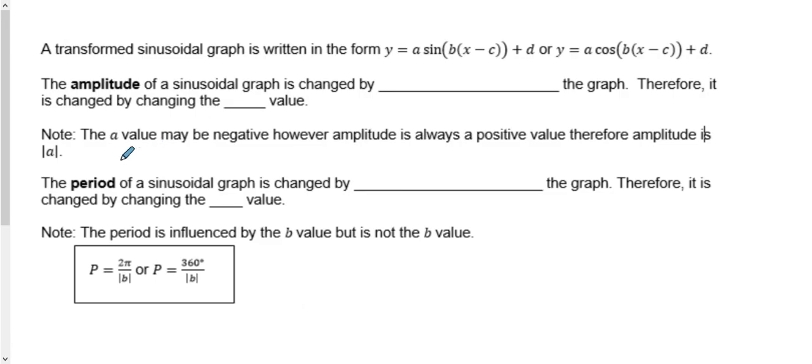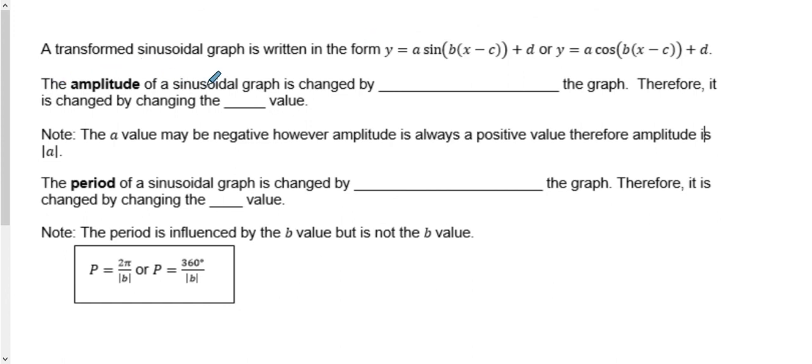In this next set of notes, we have the following. A transformed sinusoidal curve is written by this equation, or this one here. So you have one with sine, one with cosine. A, B, C, and D are basically A, B, H, and K. It's just that they now have fancy names because we're in trigonometry.